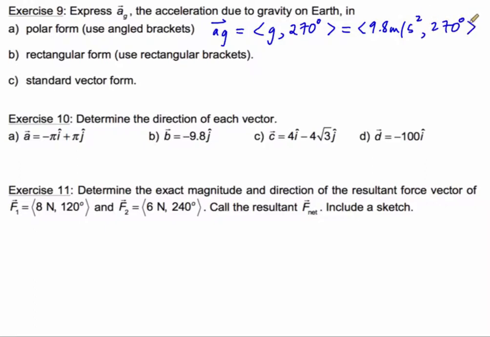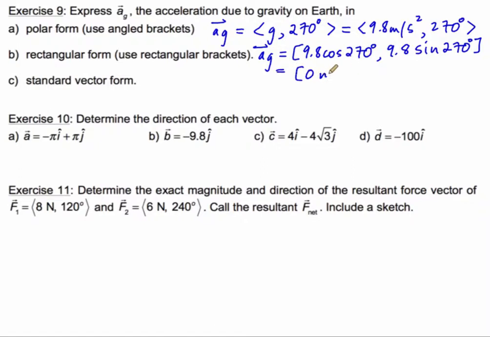When we convert polar to rectangular form, we take the magnitude multiplied by the cosine of the angle for the horizontal component, and the magnitude multiplied by the sine of the angle for the vertical component. And we know that the cosine of 270 degrees is 0, so we get 0 meters per second squared horizontally, because the acceleration due to gravity vector doesn't act horizontally, it purely acts vertically.